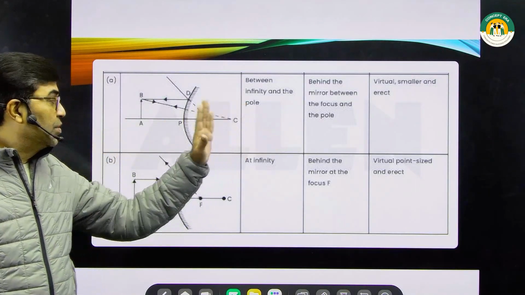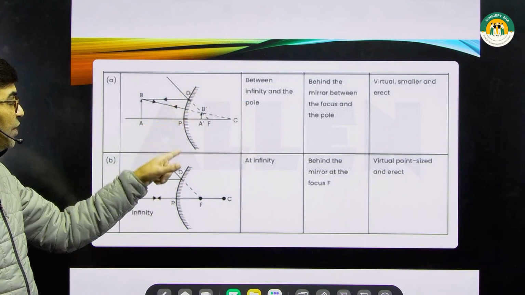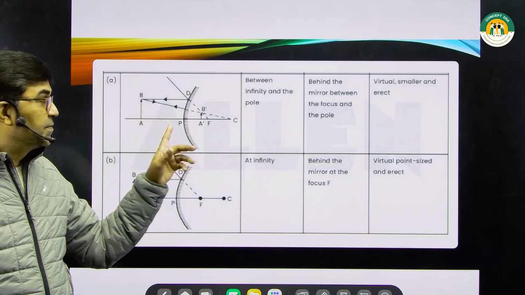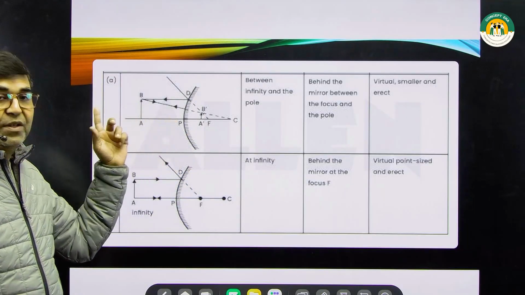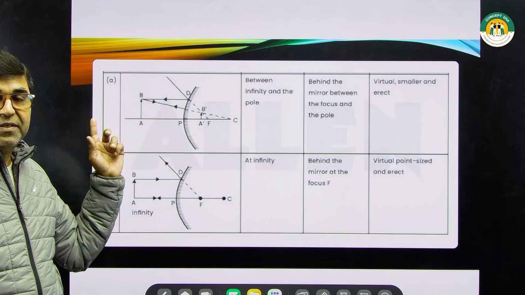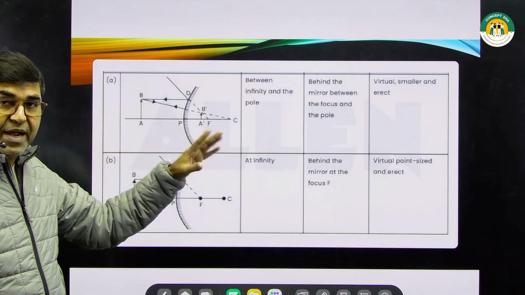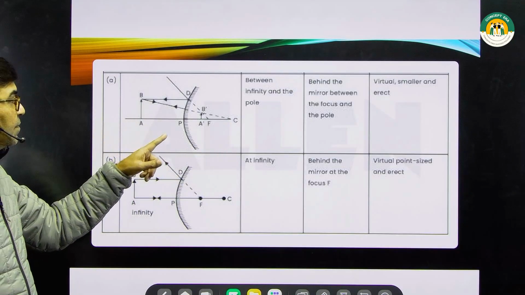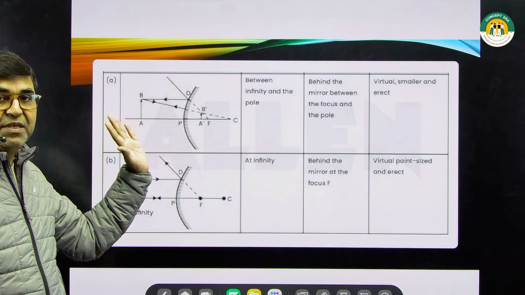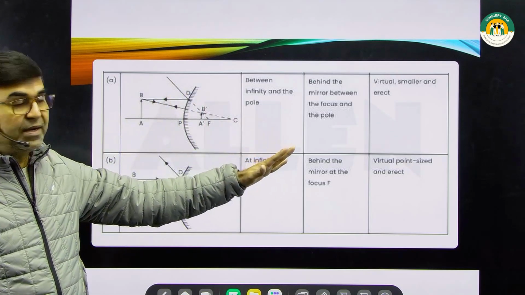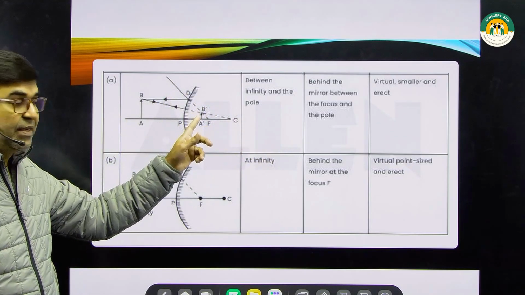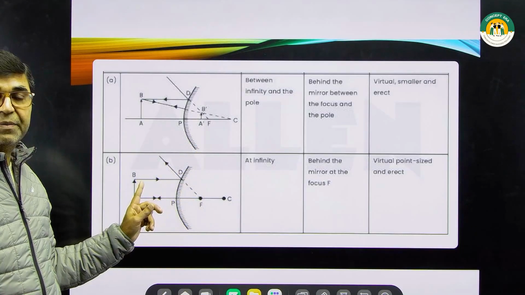Now coming to convex mirrors. Convex mirrors have only two cases. First, when the object is at infinity. Second, when the object is between infinity and the pole of the mirror. In both the cases, the image formed will be behind the mirror, that is virtual, erect, and diminished.